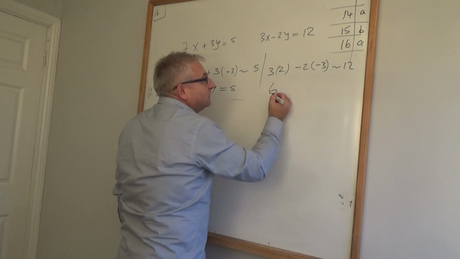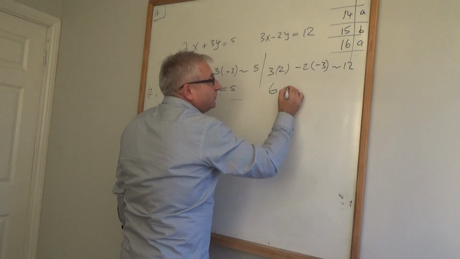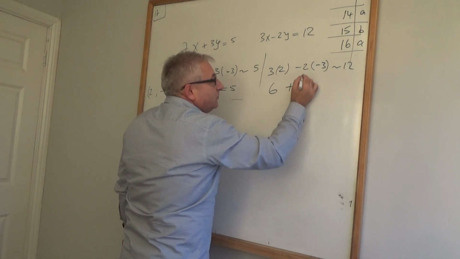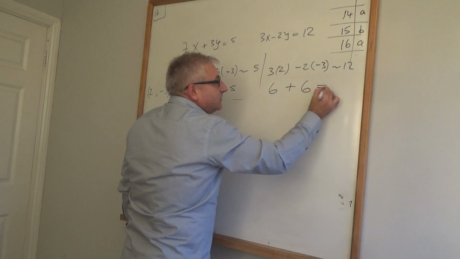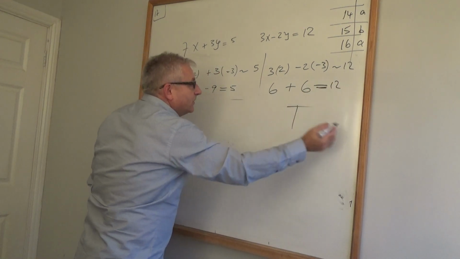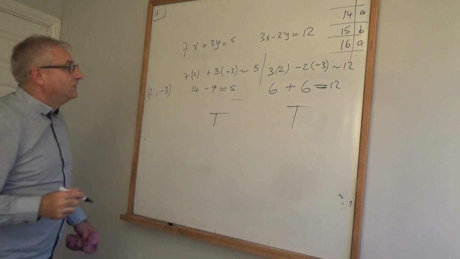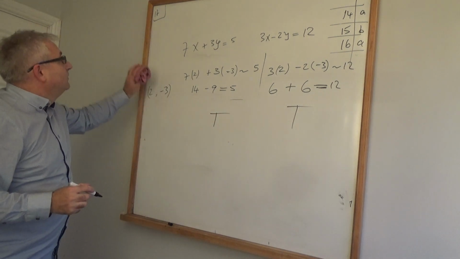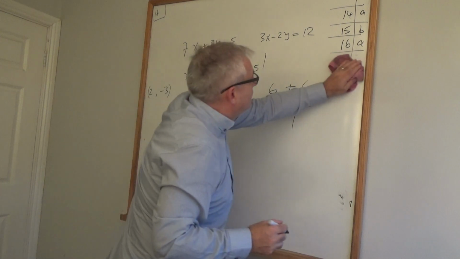3 2s is 6, and -2 by -3 is negative by negative is positive. 2 3s is 6. So we can confirm that that's equal to 12, and now we have a true on the right and we have a true on the left. So for 17, C is the answer.